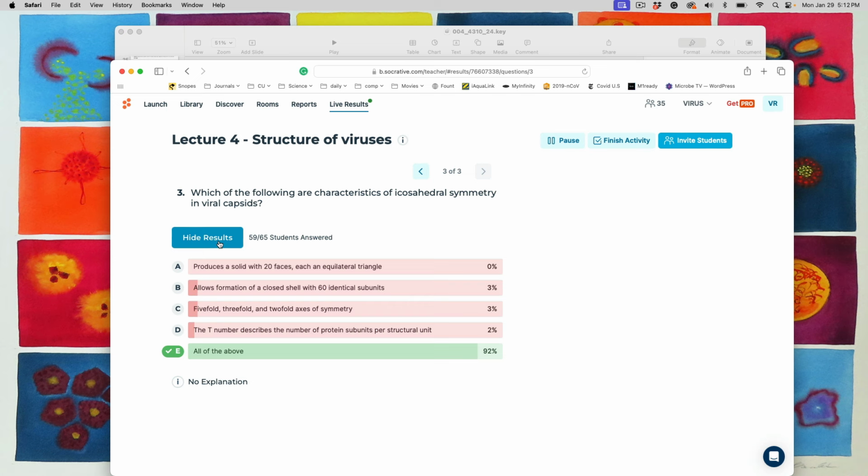92% got the right answer, all of the above. Yeah, these are all characteristics of icosahedral symmetry. That's the solid with 20 faces, closed shell with 60 subunits, 5, 3, and twofold axes of symmetry, and the number of protein subunits per structural unit.